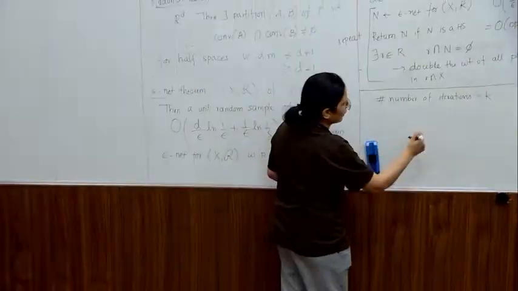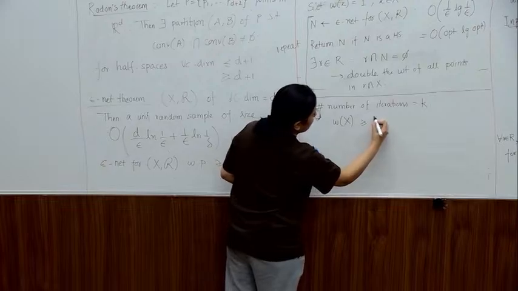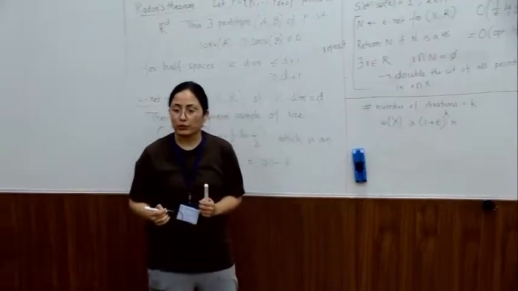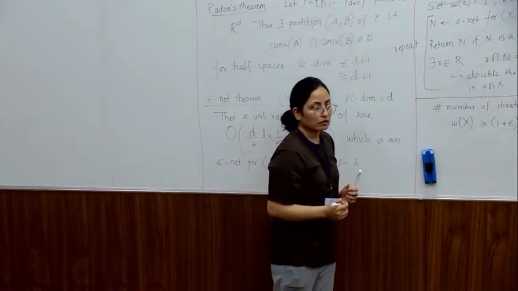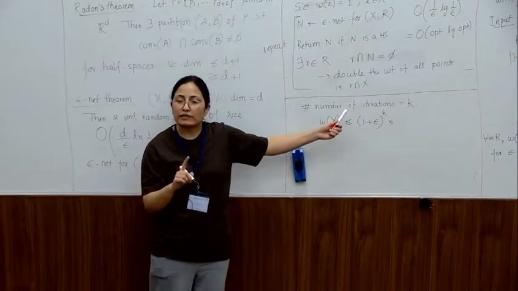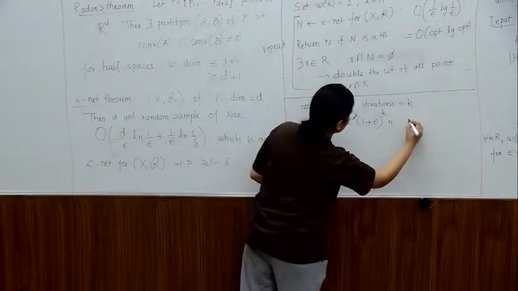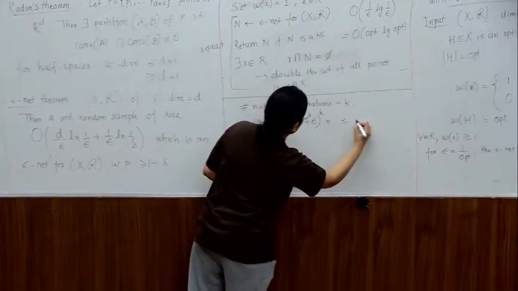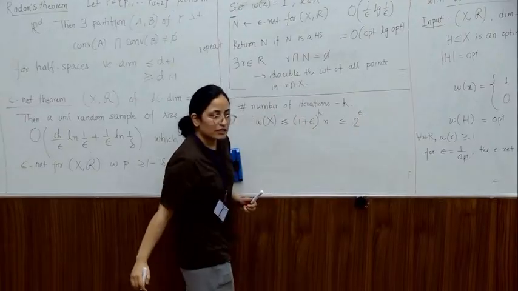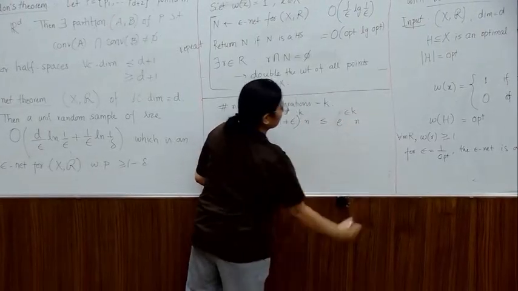If we run it for k iterations, after k iterations the weight of the entire set will be at most 1 plus epsilon to the power k times the initial weight n. At most, because in every iteration I am just picking a light range, and its weight is less than or equal to epsilon times the weight. This can be simplified using 1 plus x is less than or equal to e to the x, so we get e to the epsilon k times n.